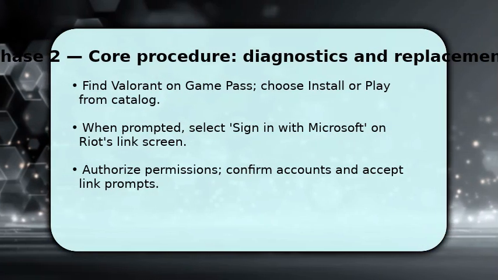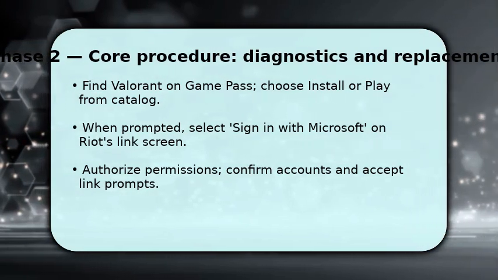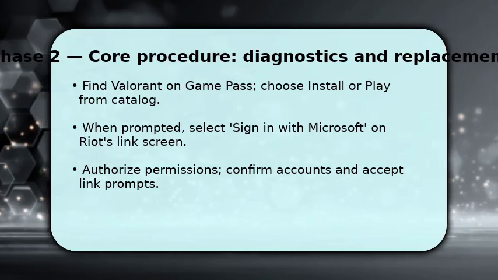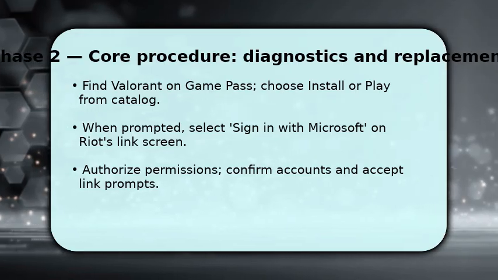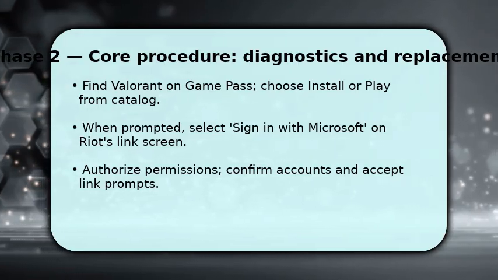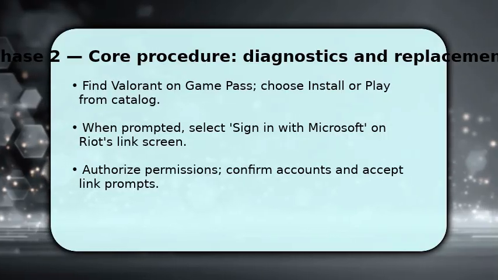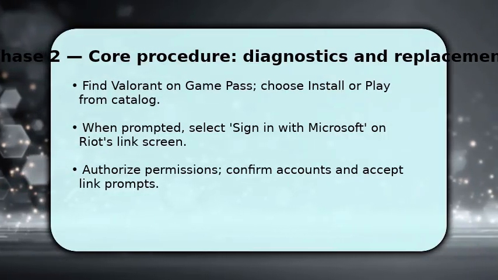Next, you claim and connect Valorant through the Game Pass flow. Select Install or Play from the Game Pass catalog in the Xbox app. When Valorant prompts for sign-in, pick Sign In with Microsoft instead of a separate Riot password. This routes the authorization to your Xbox account.